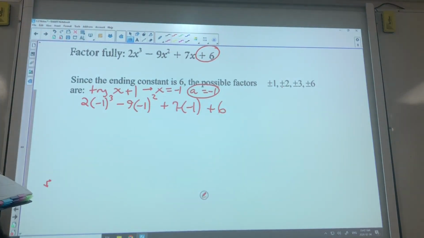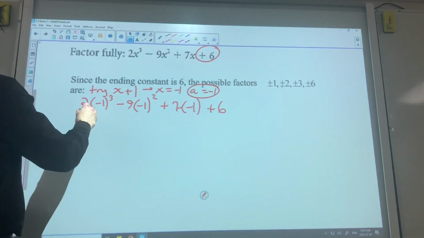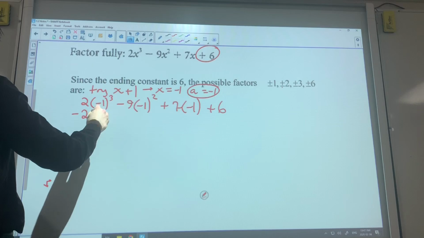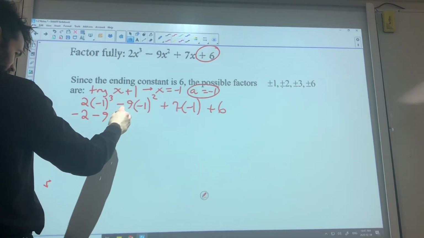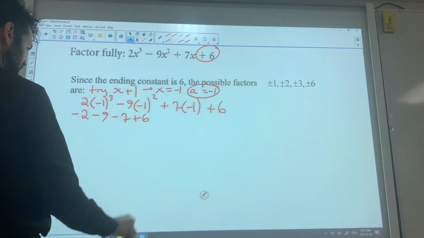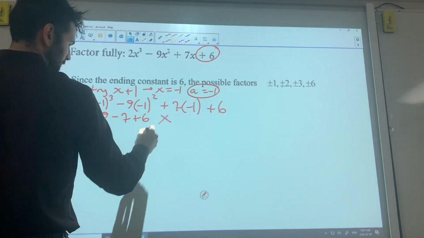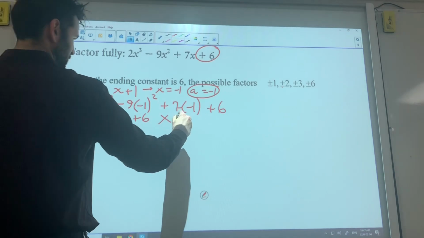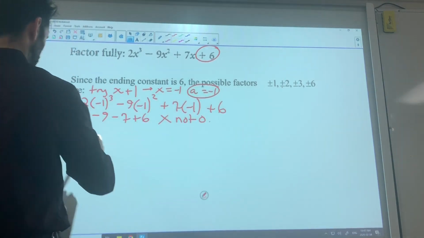Okay. Now, is this equal to 0? So let's see. You get 2. You get -2. That's positive. You get -9. -7 plus 6. So yeah, I don't even bother figuring it out. I just look at it and I'm like, yeah, not 0. Ain't no way.